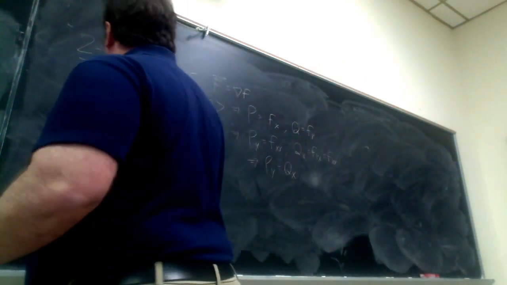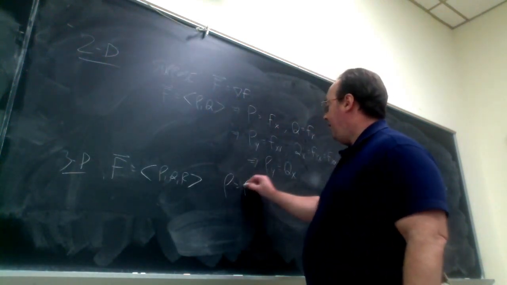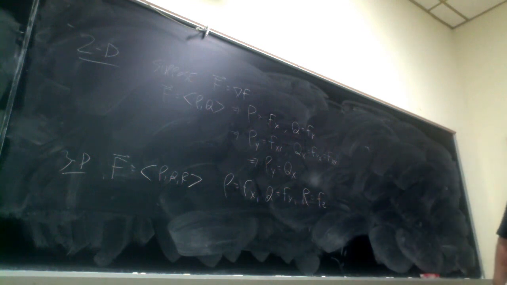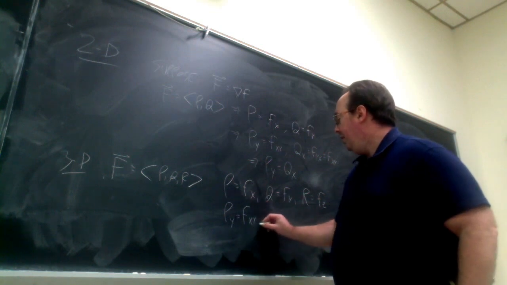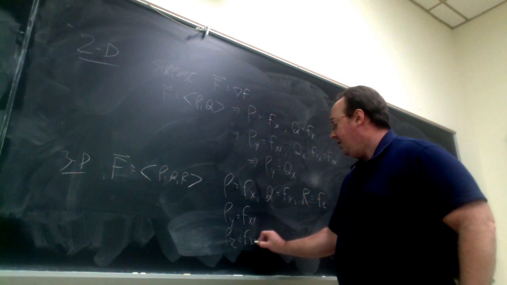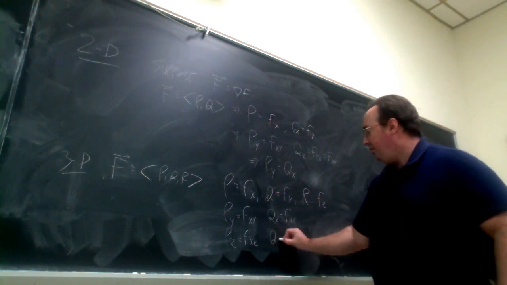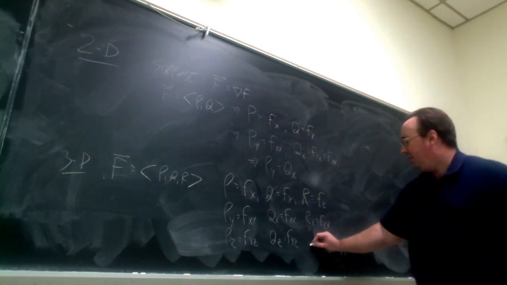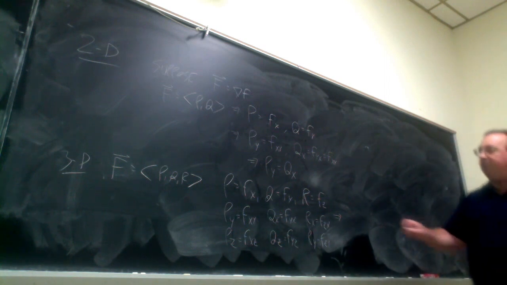For 3D, your vector field has 3 components, P, Q, R, and you require that P is Fx, Q is Fy, R is Fz. So what you can do in this case is differentiate all 3 of these equations with respect to the other variables. So for instance, here I would say Py equals Fxy, Pz equals Fxz. And then similar over here, Qx equals Fyx, Qz equals Fyz, Rx equals Fzx, Ry equals Fzy.